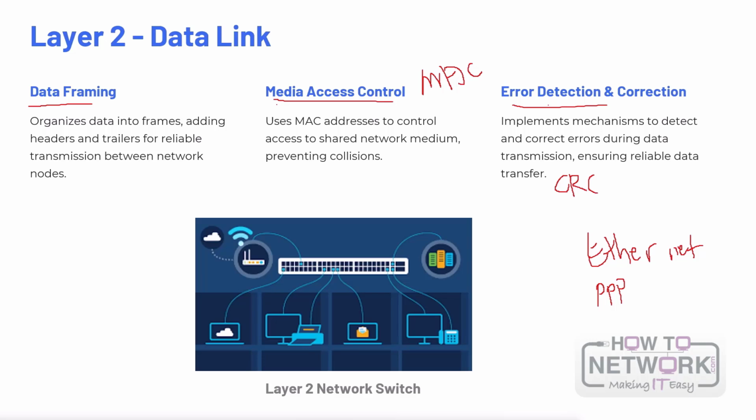If errors are detected, the data link layer can request retransmission of the affected data, ensuring reliable data transfer.